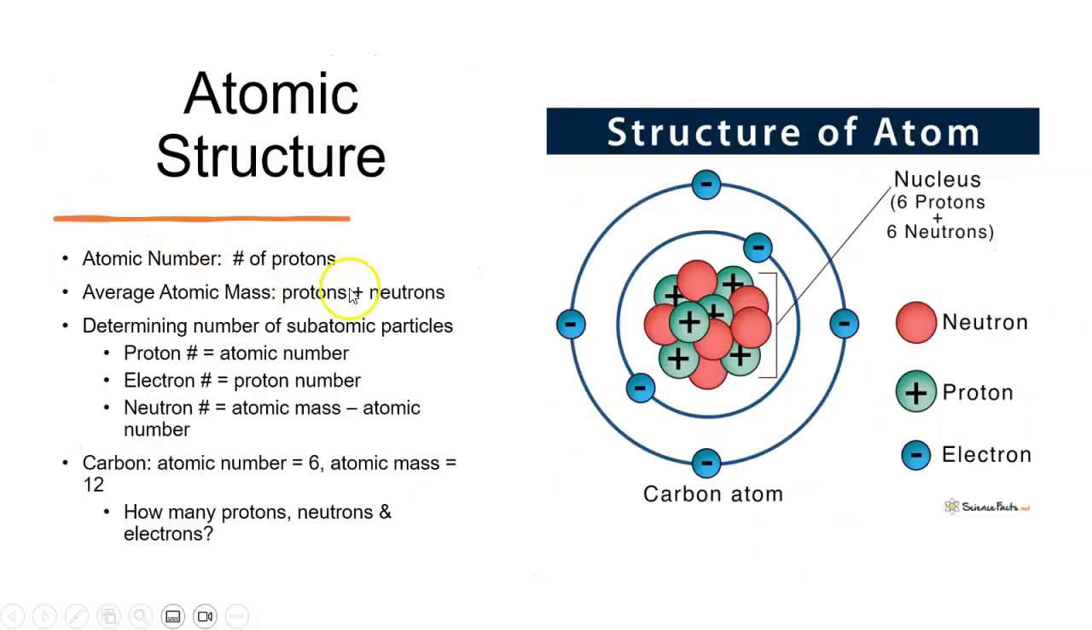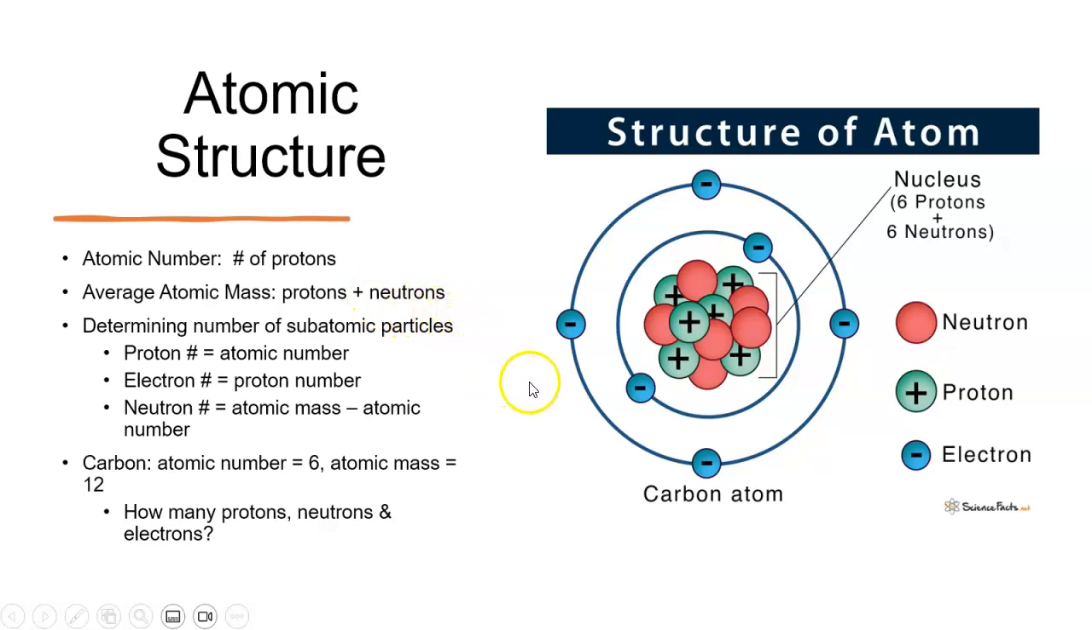Alrighty, so the atomic number of an element is simply the number of protons found in the nucleus. The average atomic mass is the number of protons plus the number of neutrons. All right, now that's just some basic terminology there. So for instance, carbon's atomic number is 6. Okay, so that means there are 6 protons, right? Because the atomic number is the number of protons. The atomic mass is the number of protons plus the number of neutrons.